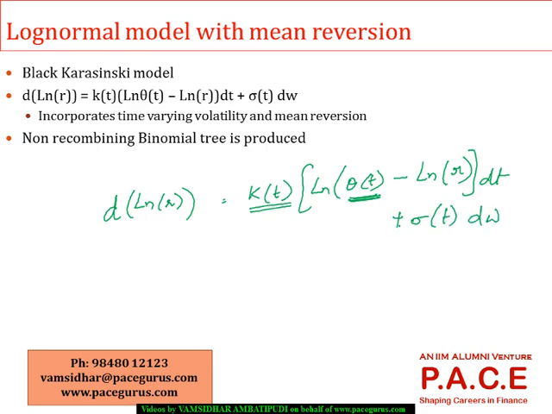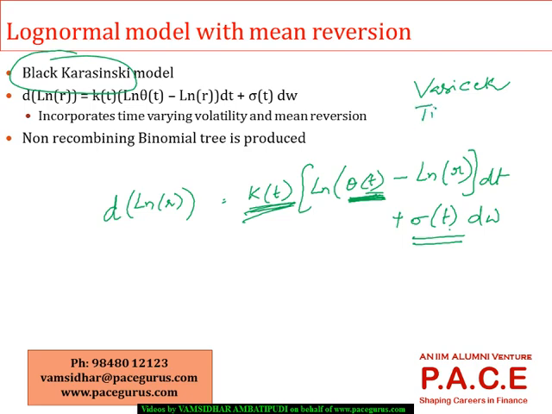Probably most complicated, because the volatility is time varying, the long term average short term rate is changing with time, and the mean reversion factor is changing with time. So this is the most flexible model, otherwise called the Black-Karasinski model, wherein all these are dependent on time, and there is a mean reverting behavior also. So it combines the Vasicek model with more time dependencies being built into it.